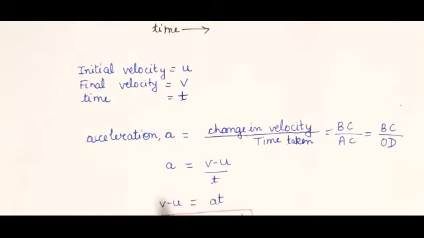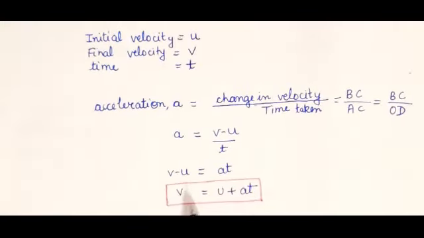So V minus U is equal to AT, or V is equal to U plus AT. Just substitute the values of these two, BC and OD. So this is the first equation of motion, that is V is equal to U plus AT. So we have derived the first equation of motion by graphical method. Now let's start the second equation of motion.